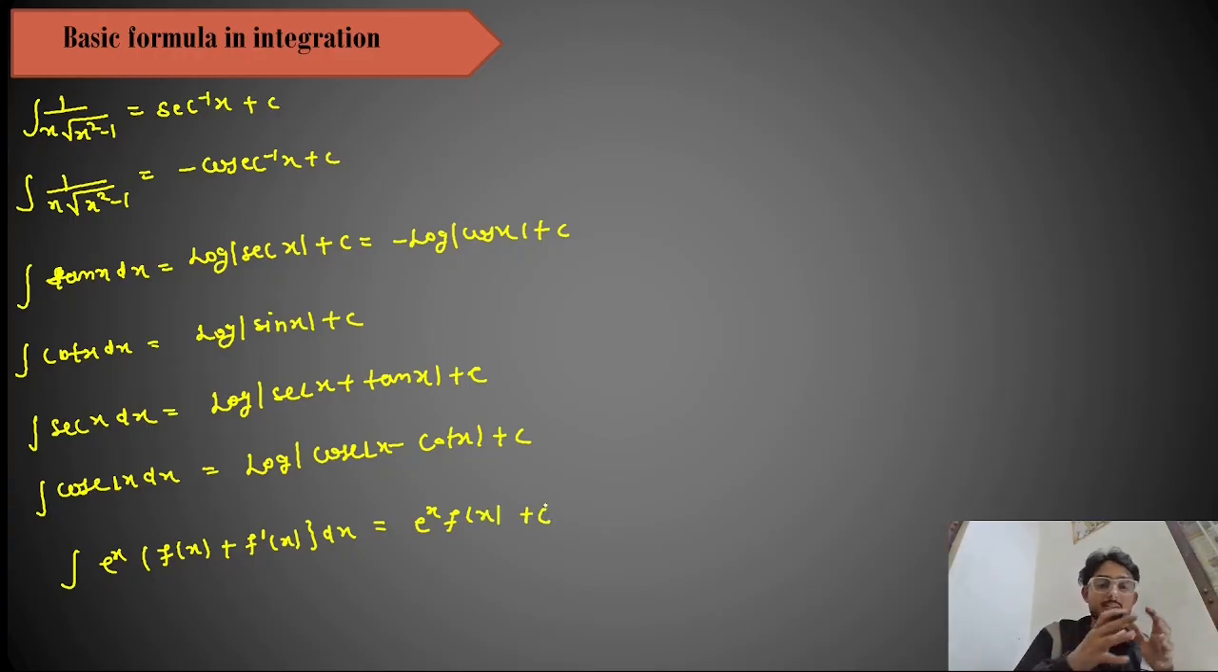Yes, so there are this kind of basic formula in integration, and now we will move on to our topic. If I missed some formula, you can comment those formula of integration, and I think I haven't missed any. So these are all the basic formula, and I will also introduce more formula in further examples and questions. Okay, so you can move with me on the topic.